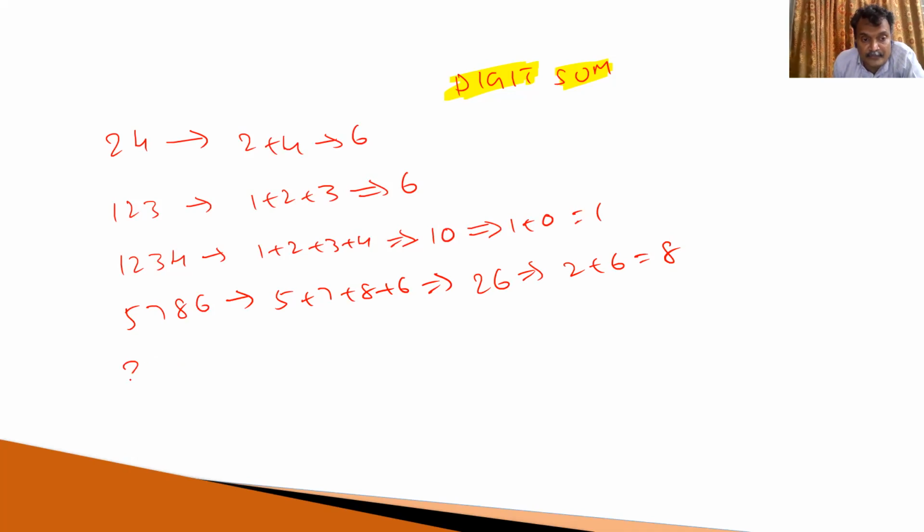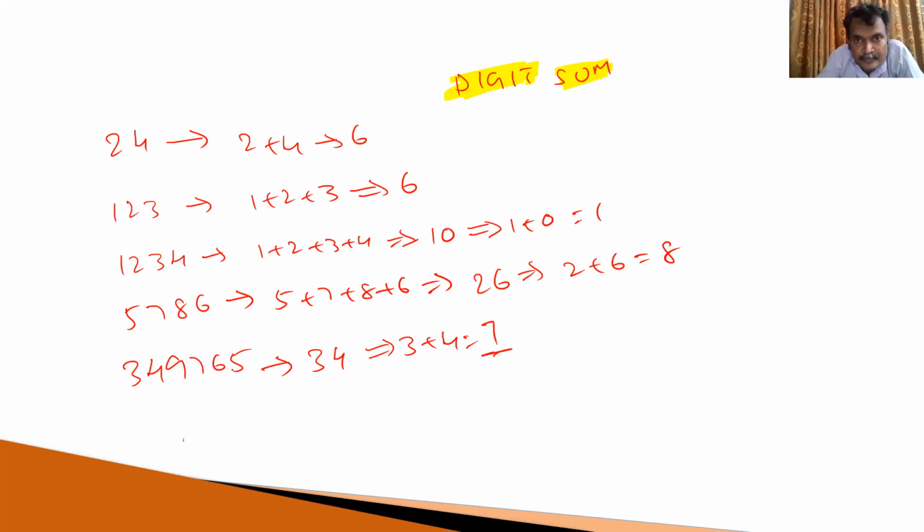Now, what is the digit sum of 3, 4, 9, 7, 5, 6, 5? What should we do? Just add the numbers. 3 plus 4 is 7, plus 9 is 16, plus 7 is 23, plus 6 is 29, plus 5 is 34. So that is equal to 34. But this is a two-digit number. Now, what should we do? Just add 3 and 4, that is equal to 7. So 7 is the digit sum.